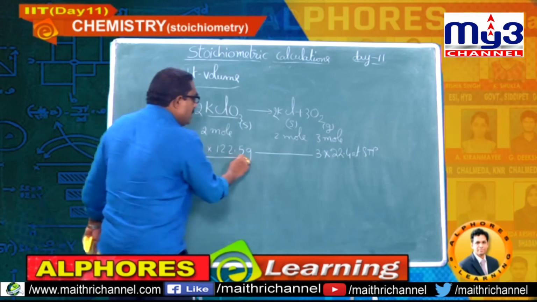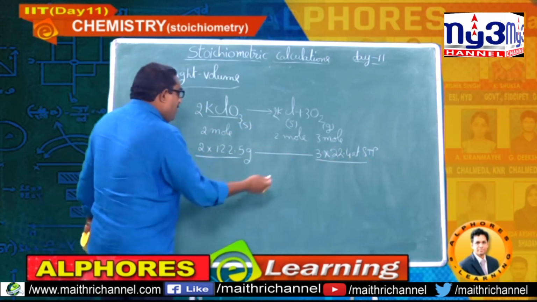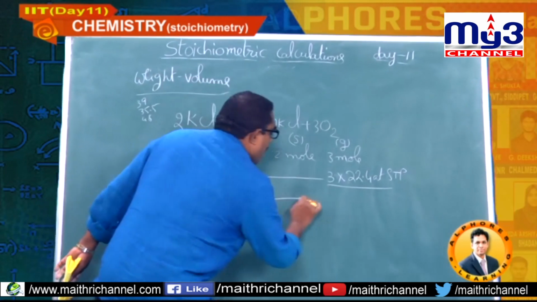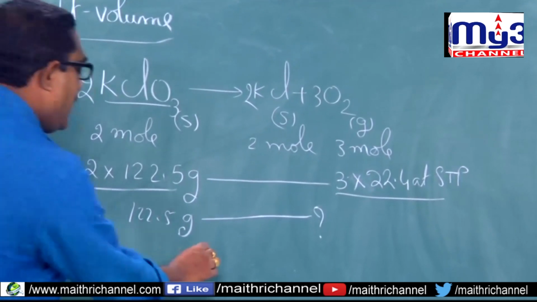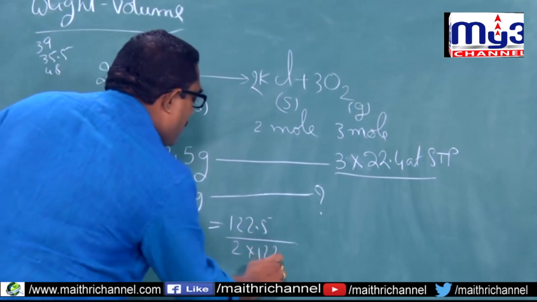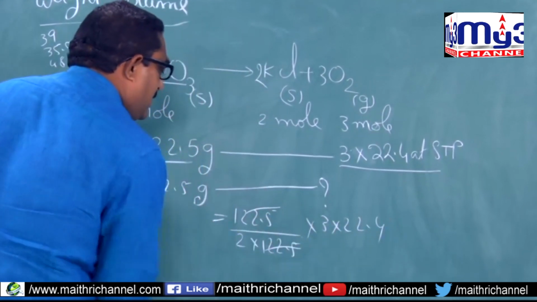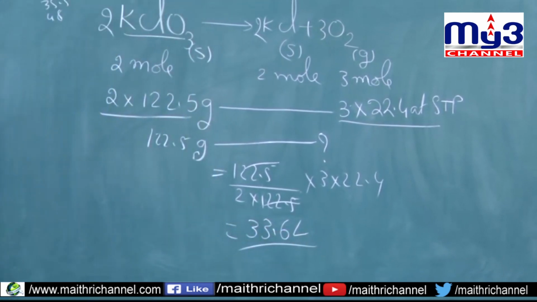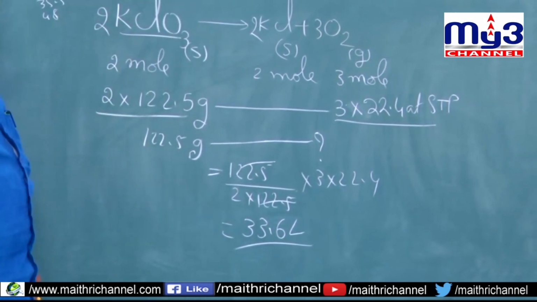See, observe here, weight, volume. Suppose I am given only 122.5 grams, what will be the volume of oxygen obtained at STP? Then you can do the calculation, students. 122.5 divided by 2 into 122.5, into 3 into 22.4. These two get cancelled. So you will get 33.6 liters at STP. This type of calculation is called weight volume calculation.